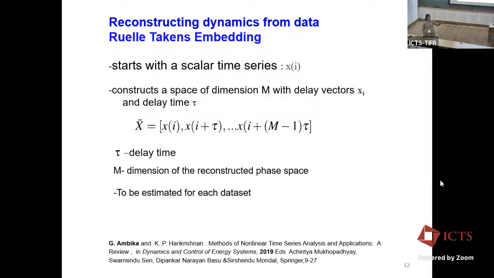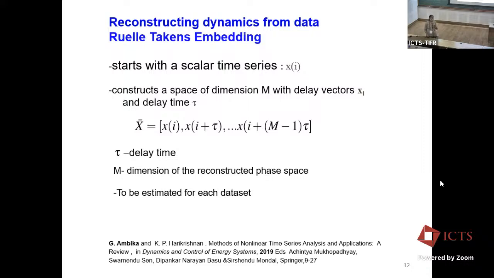Therefore, even with one variable data, you should be able to reproduce the dynamics in that higher dimensional space, which involves all the other variables also. So let us take a very simple example, harmonic oscillator. We know that we usually write it as a second order equation, x double dot plus omega x equal to 0. Let us say simple undamped, unforced harmonic oscillator.